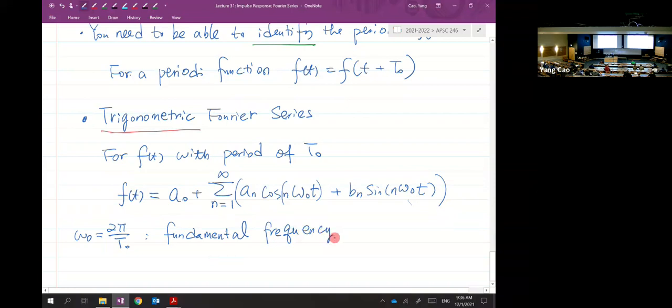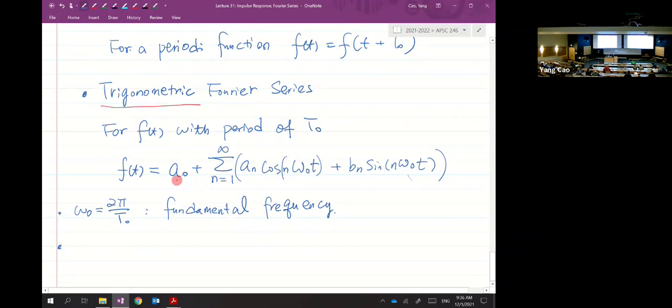So that sort of explains it, because in the expression you can see the rest of the frequencies are all multiples of omega naught, right? So n times omega naught. So omega naught is called the fundamental frequency.